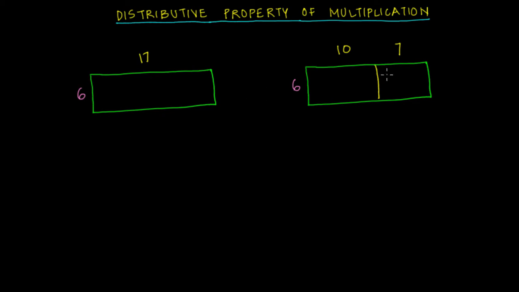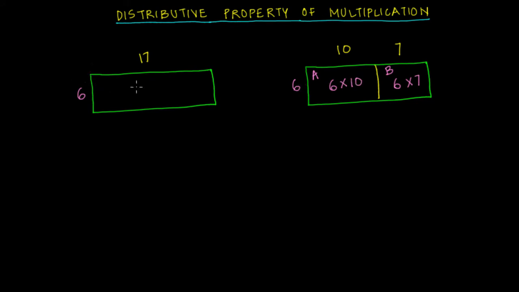So we have the same rectangle split into two different rectangles. This rectangle, I'm going to call it A, and I'll call this B. The area of this rectangle is 6 times 10, and the area of this rectangle is 6 times 7. Now the area of rectangle A plus the area of rectangle B is the same as our original rectangle here, because it's really the same rectangle split into two different rectangles.